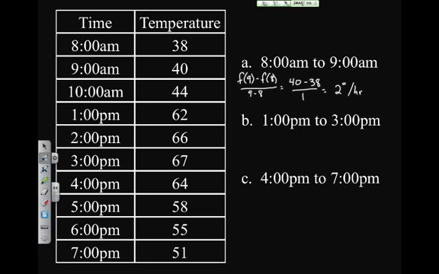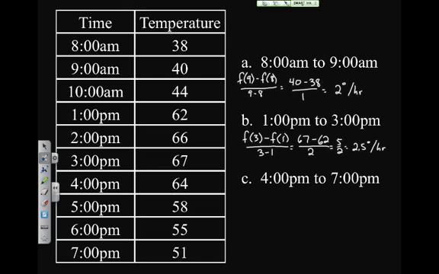From 1 to 3 o'clock, we need f of 3 minus f of 1. And that's going to be over 3 minus 1. So at 3 o'clock, the temperature is 67 degrees. And at 1 o'clock, the temperature is 62 degrees. And 3 minus 1 is 2. So this gives us 5 over 2, which is 2.5 degrees. Again, that's degrees per hour. It's an average rate of change.